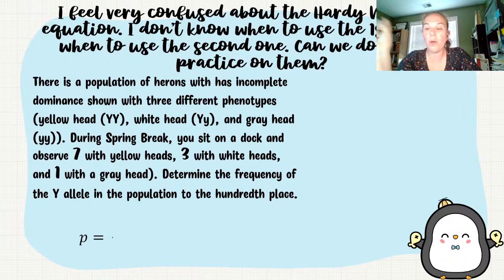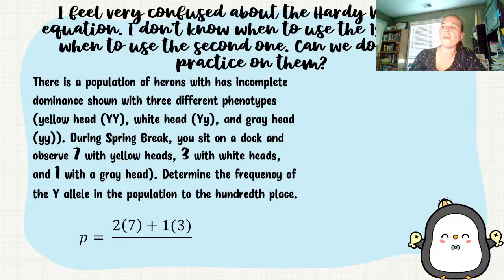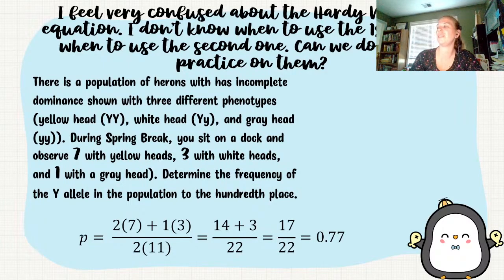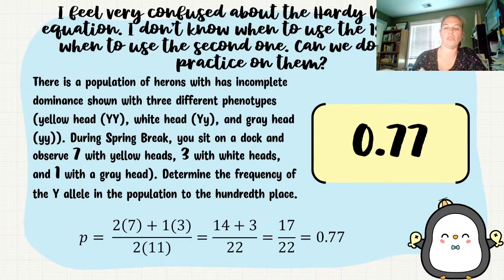Okay, so I know how many of them are homozygous dominant. That's 7. I know how many of them are heterozygous. That's 3. I know how many of them are homozygous recessive. That's 1. So I'm going to do the counting alleles method. Since all I have to do is figure out the Y allele, I'm just going to do the equation for p. I'm going to say 2 times my number that are homozygous dominant, which is 7, plus my number that are heterozygous, which is 3. And I'm going to divide by the total, which is 7 plus 3 plus 1, which is 11, times 2, which is 22. So 7 times 2 is 14, plus 3, divided by 22. That gives me 17 over 22, which is 0.77, which is the answer I was looking for in this question.